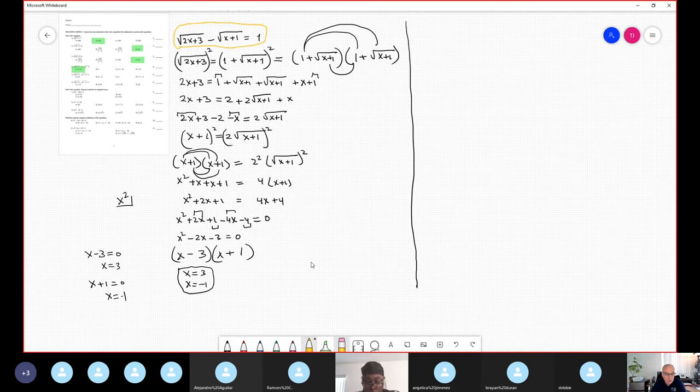Okay, so now I organize my work. Checking for 3, x equals 3. Yeah, plug it in. Square root of 2 times 3 plus 3 minus square root of 3 plus 1 should be 1.